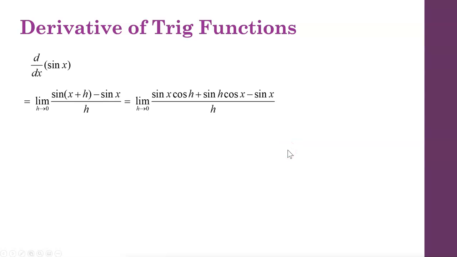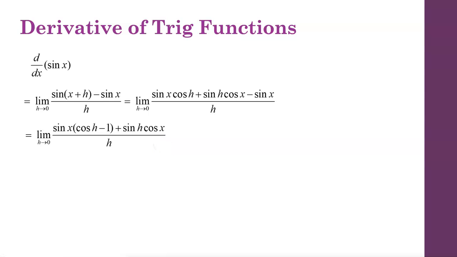The terms that I have on the top, two of them have a sine of x in them. So what we'll do is factor a sine of x out of those two terms. So this first term and the last term we've taken a sine of x out of. That leaves us with a cosine of h from the first term and a minus 1 from the second term. And this sine of h cosine of x term remains the same.